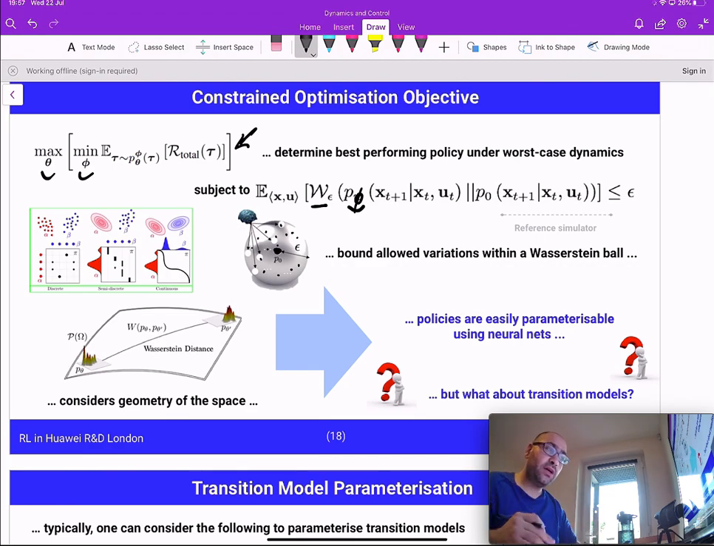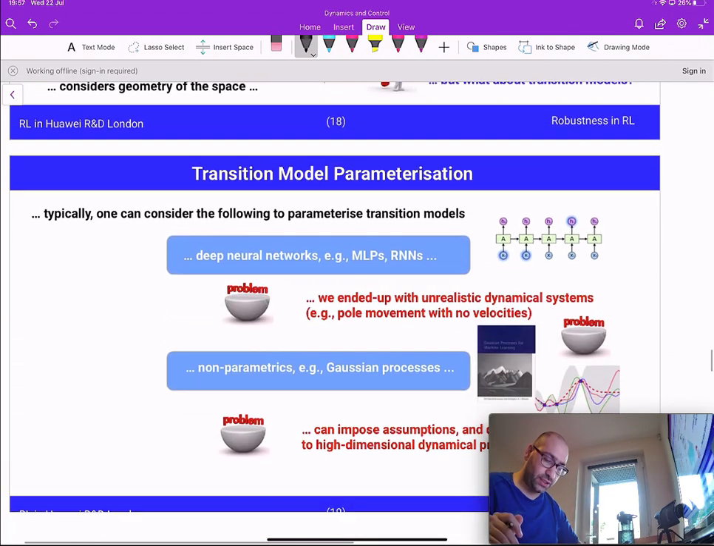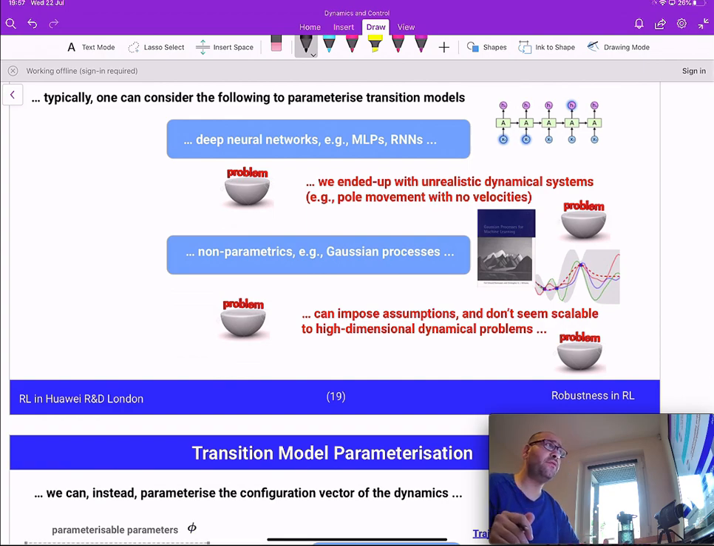So there are two directions if you want to model the transitions. The first one is, you would do a neural network, okay? And this is exactly what I just said. Right there, we ended up with unrealistic dynamics, right? So that's one, all right? And the other one is you can go non-parametric, right? So you can do Gaussian process type of techniques. I mean, they're great, but they do not scale yet to high dimensional dynamical systems, all right? So what are we going to do with that?